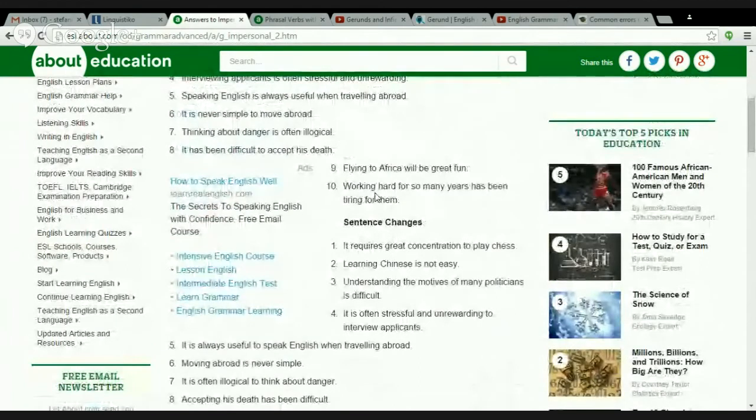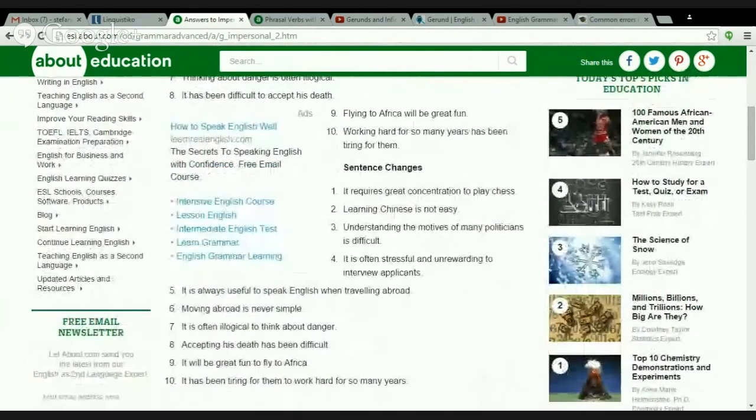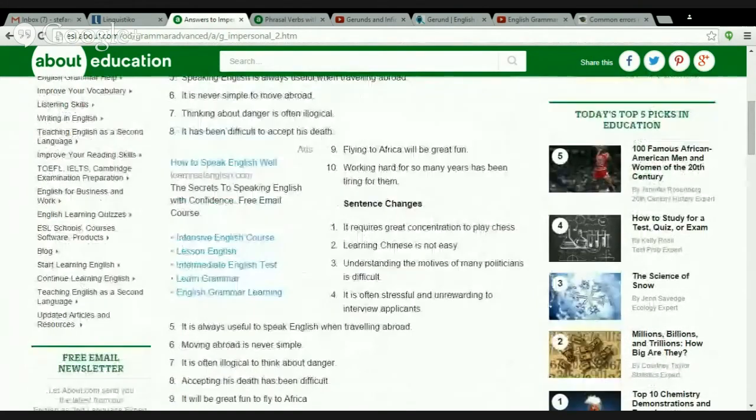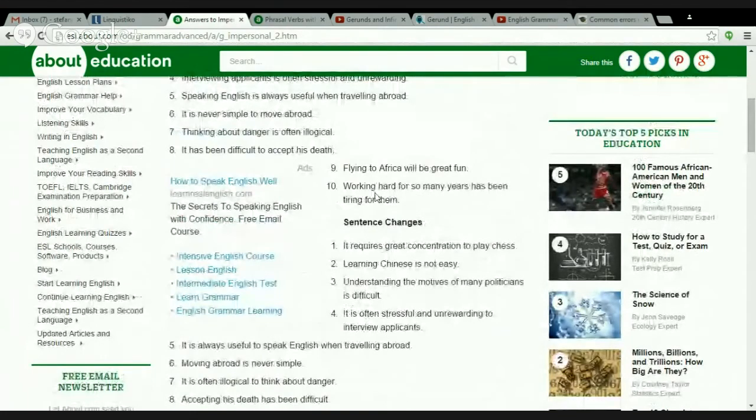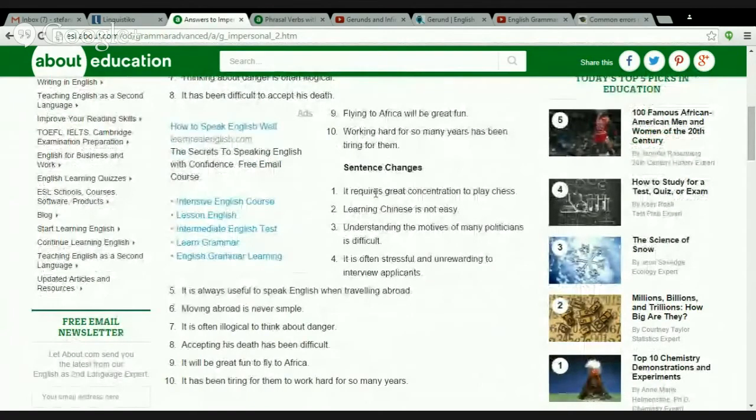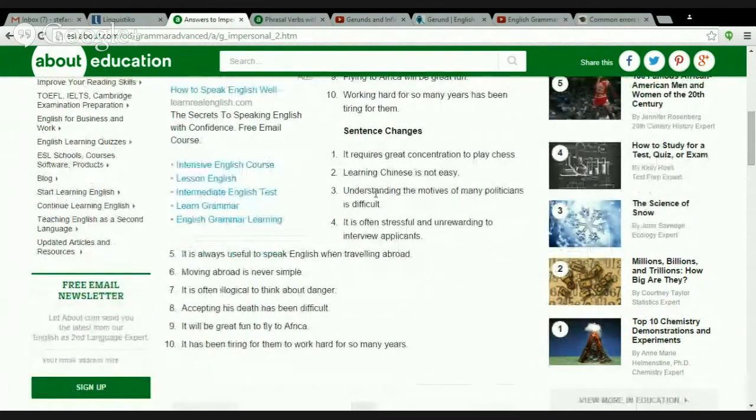8. It has been difficult to accept his death. Answer. Accepting his death has been difficult. 9. Flying to Africa will be great fun. Answer. It will be great fun to fly to Africa. 10. Working hard for so many years has been tiring for them. Answer. It has been tiring for them to work hard for so many years.